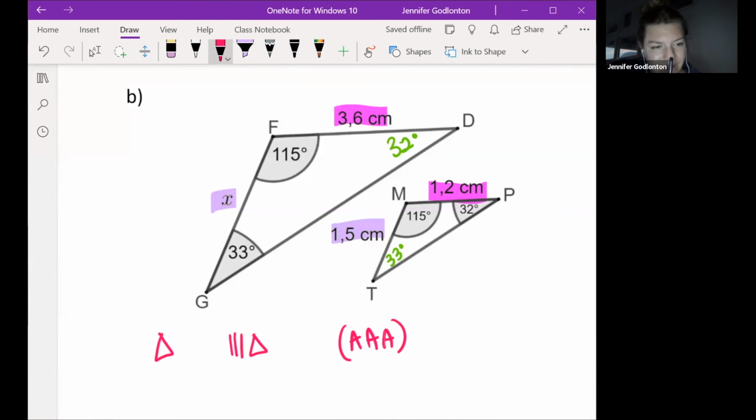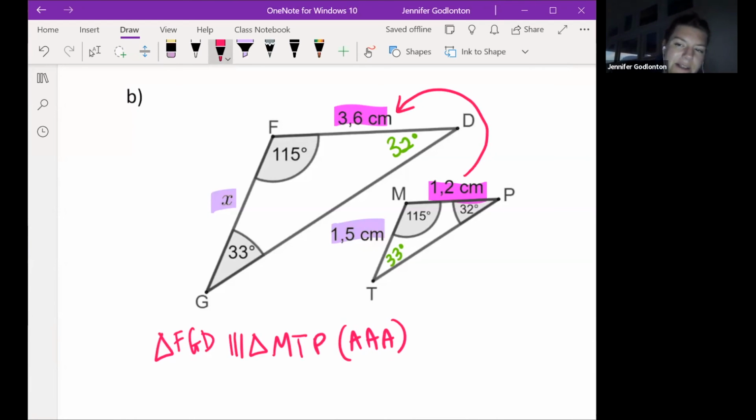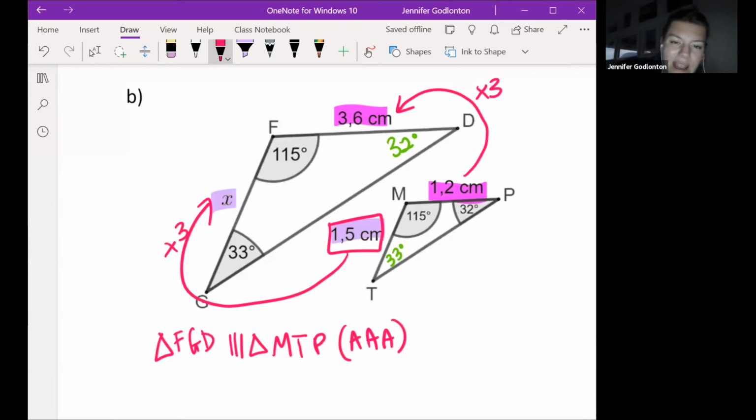Ooh, okay. We have the right answer in this direct message here. So we've got triangle FGD is similar to triangle MTP because of AAA. If we look here, to get from 1.2 to 3.6, we times by 3. So to get from 1.5 to X, we are going to times by 3. So X is going to be 1.5 times 3, which gives us 4.5.